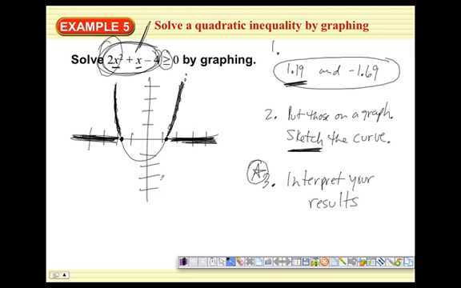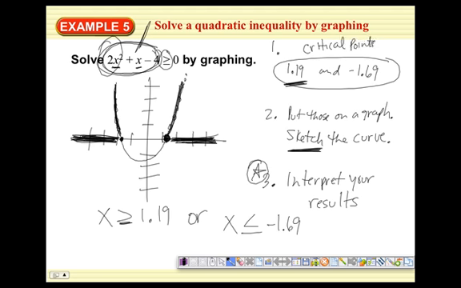What is this right here? X is greater than, because it's to the right, what? True, equal to 1.19. It's going this way, so this is an or. X is less than or equal to negative 1.69. This is why we have to name our x-intercepts. They're also called critical points. These are our critical points right here, our x-intercepts.